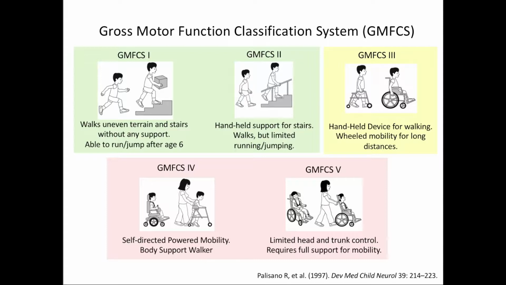For children in the GMFCS 4 category, they need self-directed powered mobility, such as a powered wheelchair, to be independent. Sometimes when they're younger, they may use a body support walker, but will require the assistance of someone else to help guide them. GMFCS 5 children will have limited head or trunk control and require full support for mobility. They're unable to power even a manual wheelchair. This system becomes very important in understanding children with hip displacement.